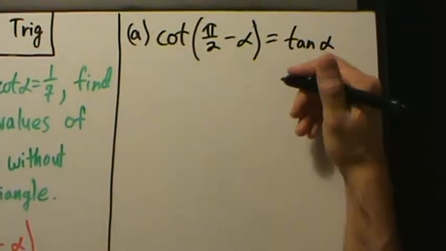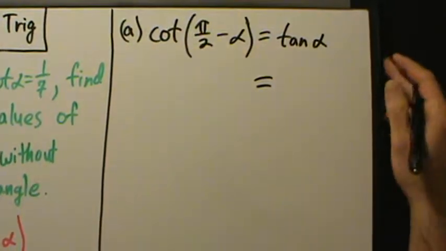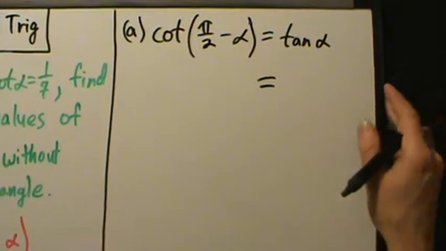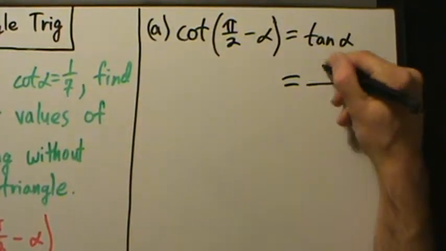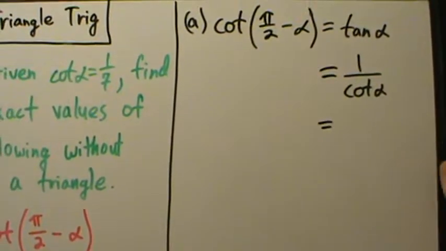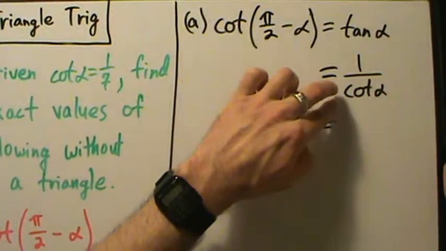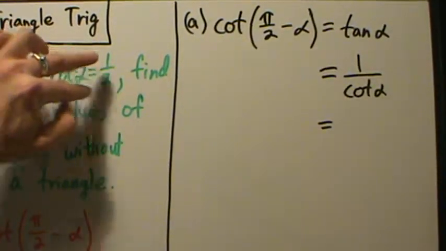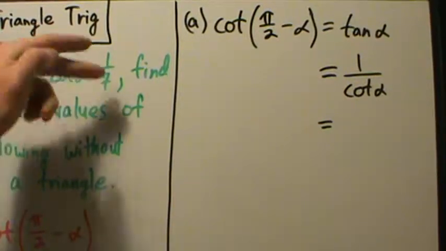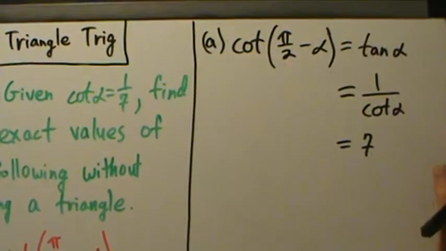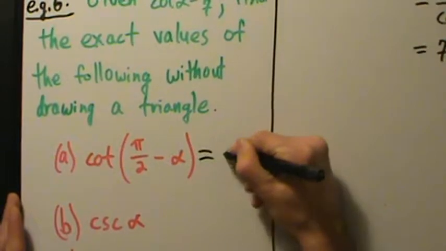Remember the quotient identities and the reciprocal identities. In this case, it's going to be a reciprocal identity. Tangent and cotangent are reciprocals of each other, right? So tangent of alpha is 1 over the cotangent of alpha. If cotangent of alpha is 1/7, then the tangent of alpha is the reciprocal of 1/7, which is just 7. So that's it for part A: cotangent of pi over 2 minus alpha equals 7.